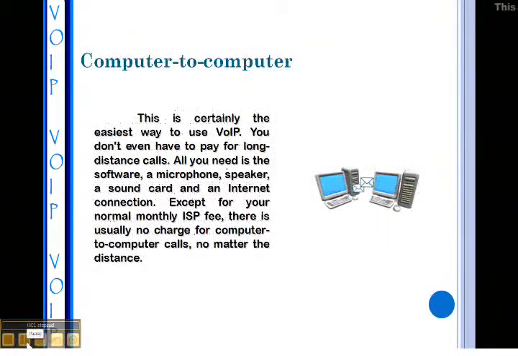Computer to computer. This is certainly the easiest way to use VOIP. You don't even have to pay for long-distance calls. All you need is the software, a microphone, speaker, a sound card, and an internet connection. Except for your normal monthly ISP fee, there is usually no charge for computer-to-computer calls, no matter what the distance. Also, this is the free VOIP service and the one most people will come into contact with and use first.